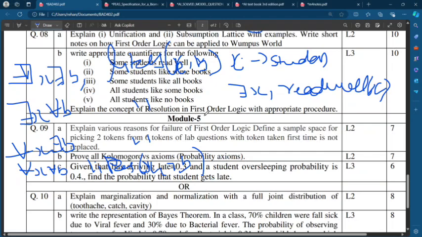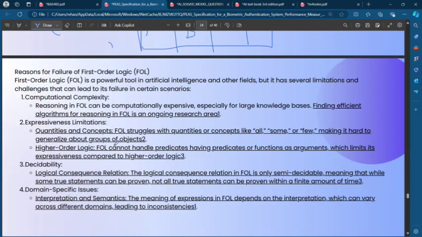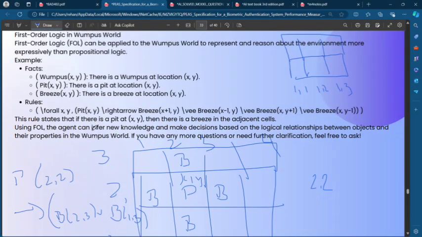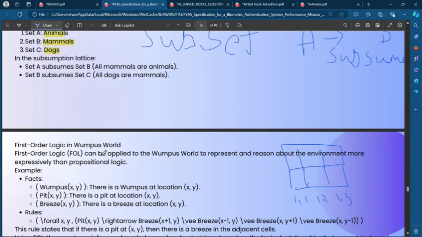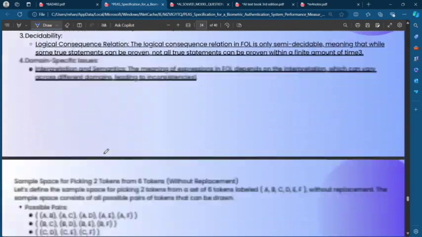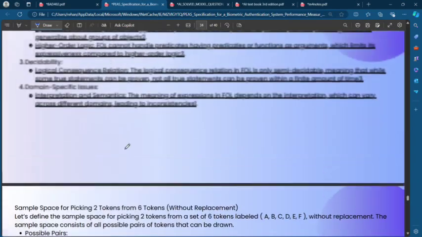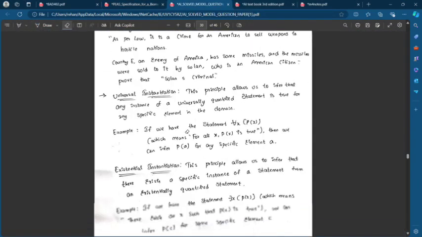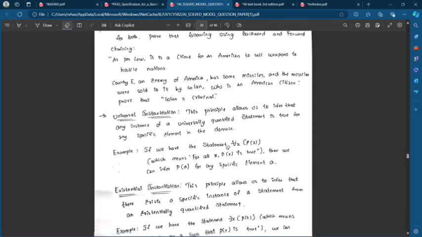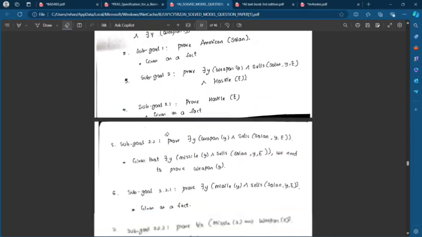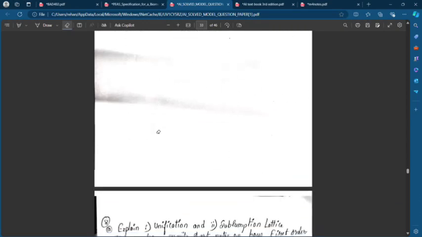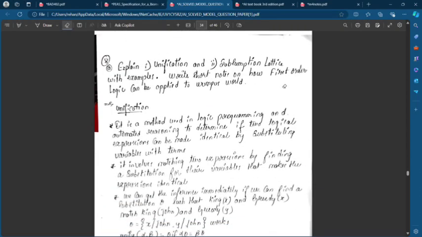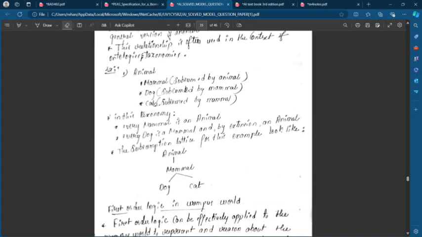I hope you understood. Then extend the concept of resolution in first order logic with appropriate procedure. So resolution in first order logic. Have I explained it here? That was a different question actually. Let us see here. I have explained forward, backward chaining and unification. Done.